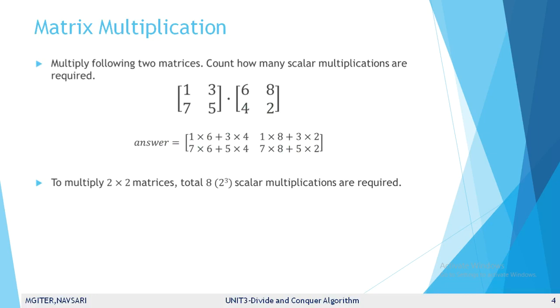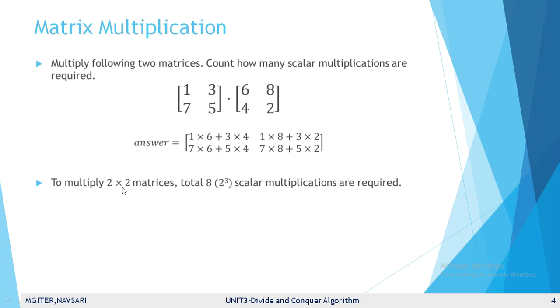Suppose we want to multiply the two matrices A and B. Here we take two matrices of size 2 by 2. Multiplication is possible when the first matrix's columns and the second matrix's rows are equal. Here the matrix size is 2 cross 2, so column size is 2 and row size is also 2. Both are the same, so it is possible. The resultant matrix has the rows of the first matrix and the columns of the second matrix.